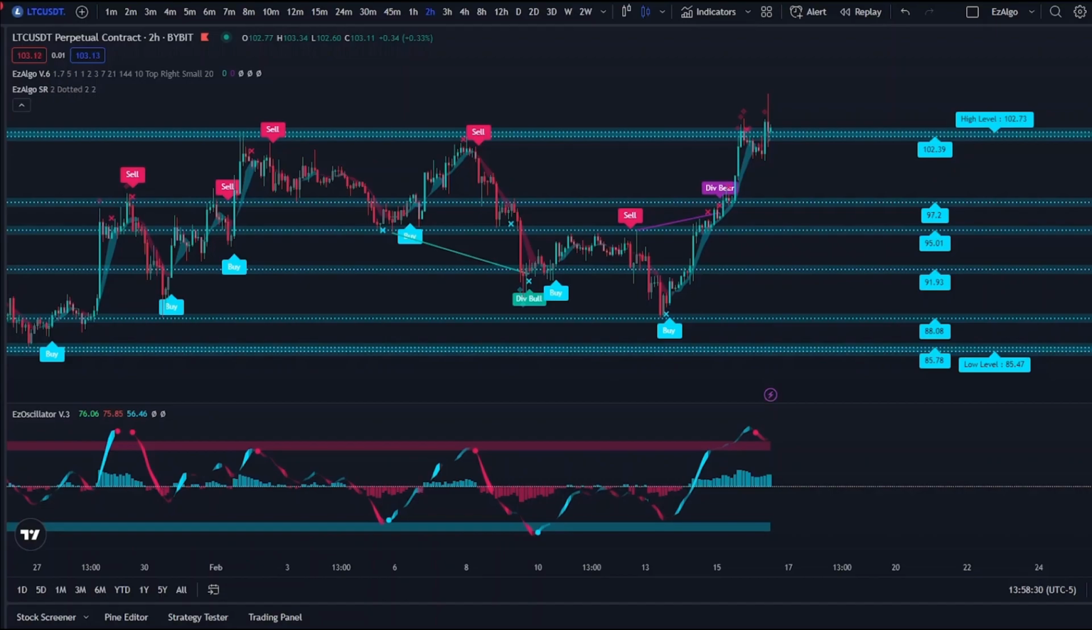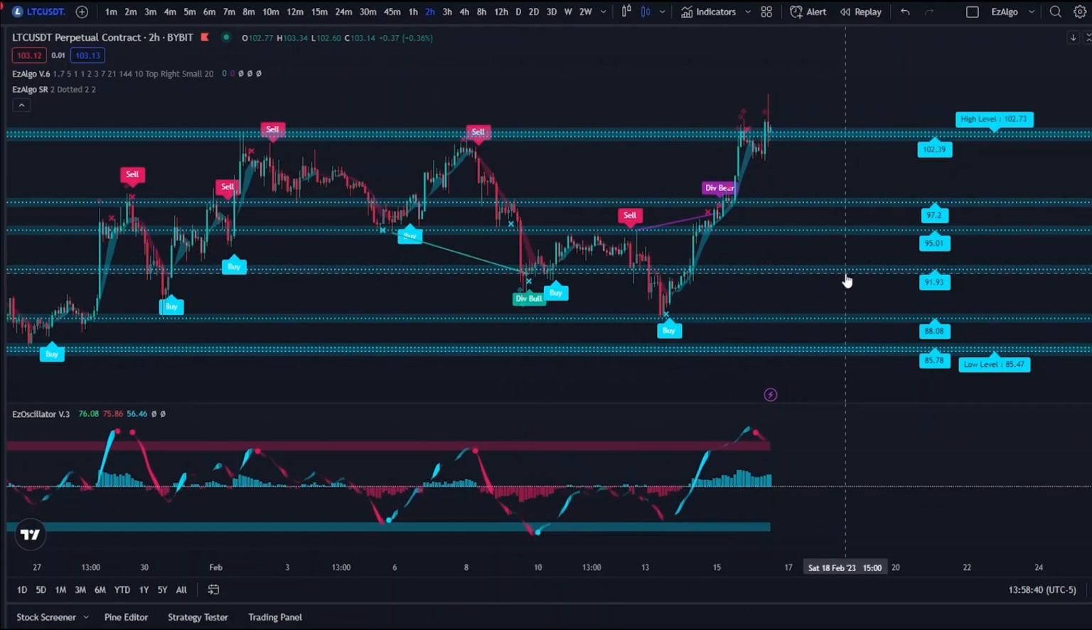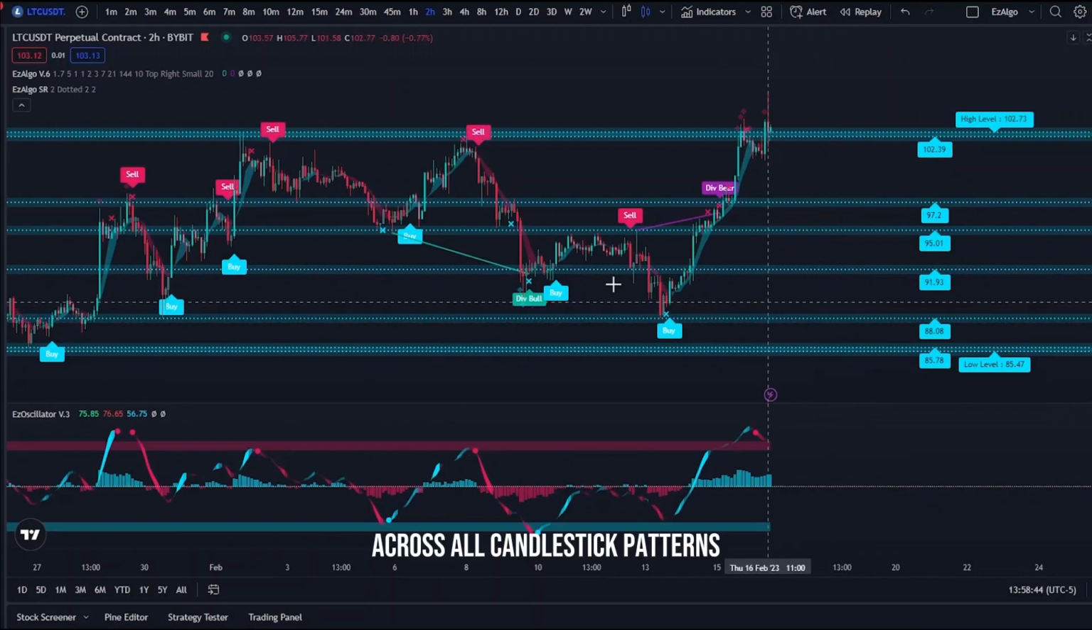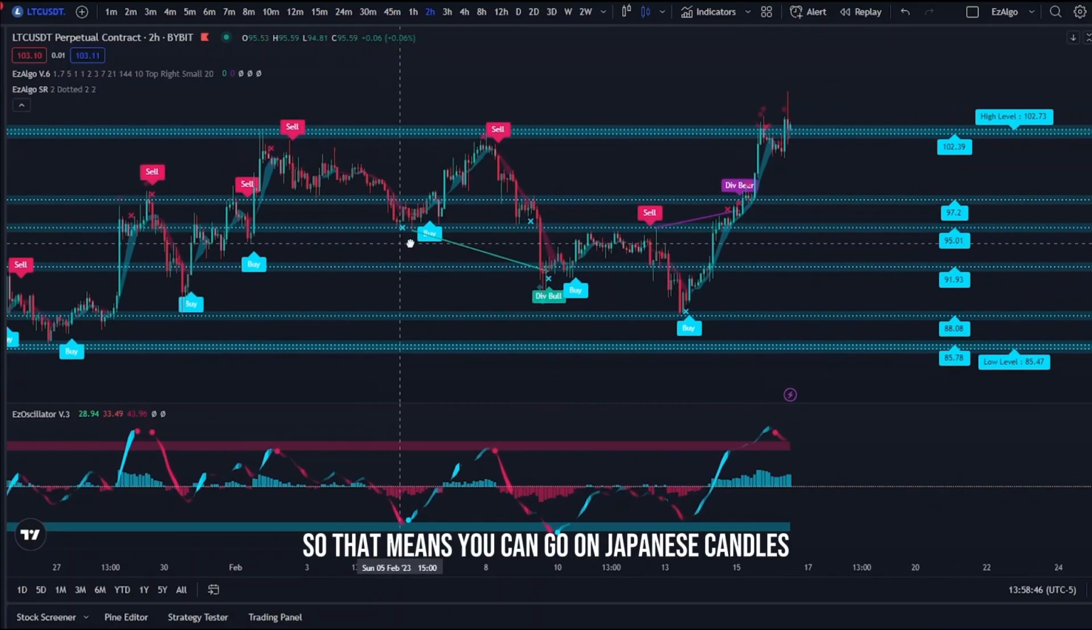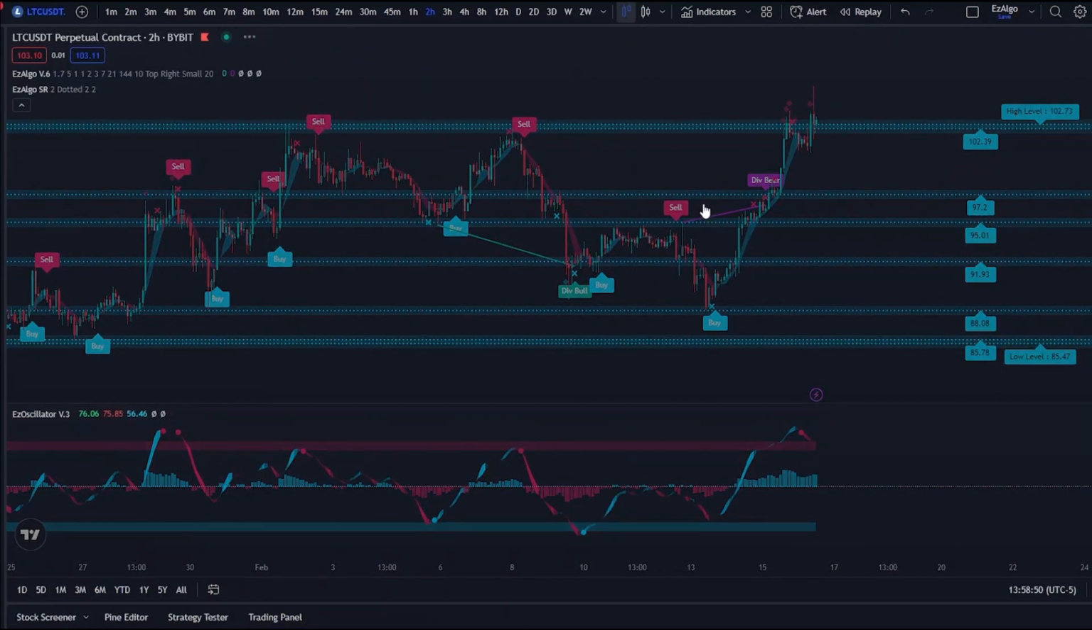So the first thing we've added on the EzOscillator is a smoothed wave trend. You'll notice that the wave trend down here that shows the overall momentum in the market is a lot smoother than in the V2. So what we did was actually use the Heikin-Ashi value across all candlestick patterns. That means you can go on Japanese candles and the waves will be just as smooth as they would be on the Heikin-Ashi candles.